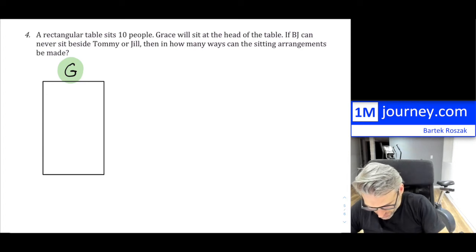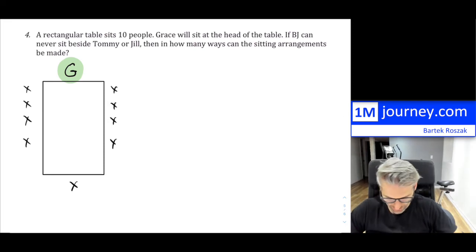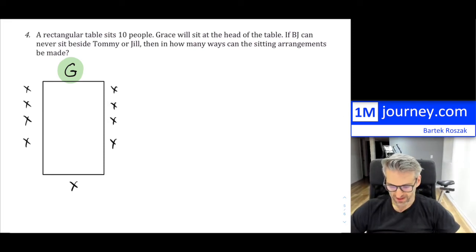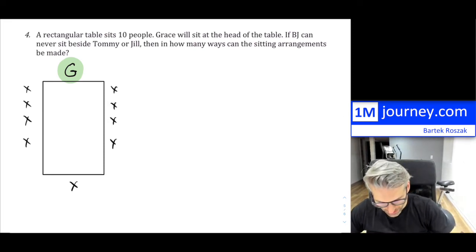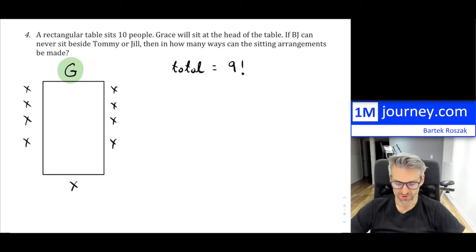So I guess it would be 1, 2, 3, 4, 1, 2, 3, 4, and we can sit another one here. Okay, so that's 9 people that I can rearrange. So the total number that I can rearrange is 9 factorial, right? So there's 9 factorial ways of being able to rearrange this.